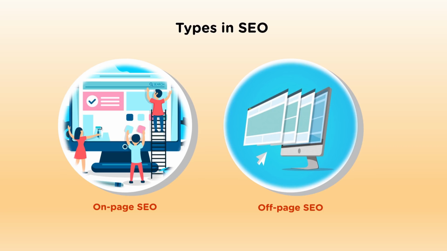So we're going to talk about the types of SEO now. If we want to rank for a particular keyword on Google, we're going to have to apply search engine optimization. There are two strategies to search engine optimization: on-page SEO and off-page SEO. First we're going to talk about on-page SEO.